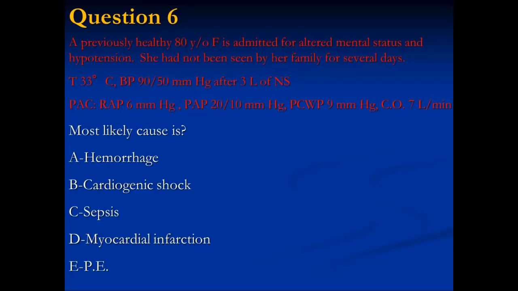Healthy, 80 years old, admitted for altered mental status and hypotension. She had not been seen by her family for several days. She's hypothermic. This is the blood pressure. Give her fluid. She's still hypotensive. Again, you have right atrial pressure is low. I'm telling you now, it's low. Pulmonary artery pressure is also on the low side. Wedge is this, and the cardiac output is 7, which is high. The cause is sepsis. Thank you.